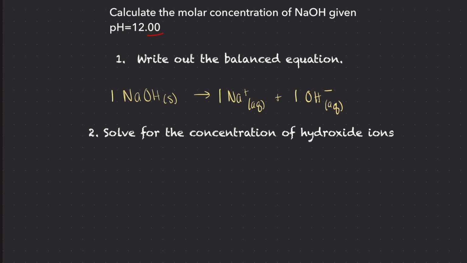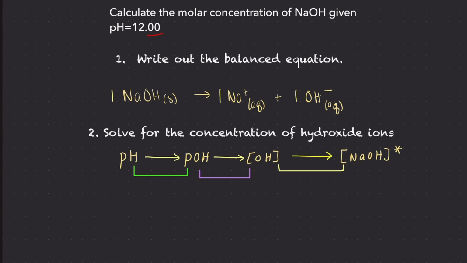The next step is going to be solving for the concentration of the hydroxide ion specifically. And the reason why we can do that is because if NaOH dissociates entirely, that means that the concentration of OH- must be equal to the concentration of NaOH. We are given pH. In order to get the concentration of OH, or NaOH, we would have to first convert pH to pOH. From there, we can convert pOH into the concentration of OH, which will then give us NaOH concentration. In order to find pOH, we can use this equation.